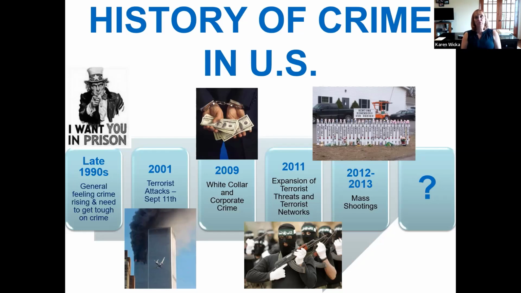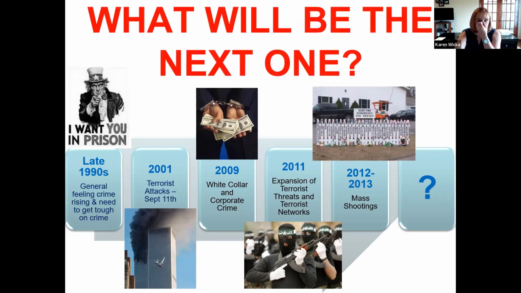So my question to you is, where are we now? If you had to define this time period right now, what would you say would be the main focus of crime at this time? What are the crimes we're most specifically worried about? There are probably lots of choices, but I'd be interested to see what you think. Okay, so what do you think would be next?